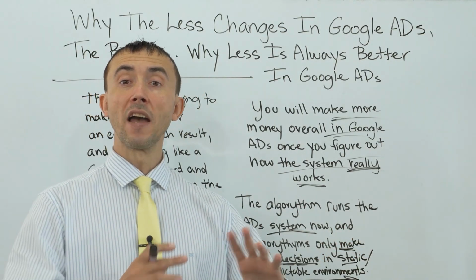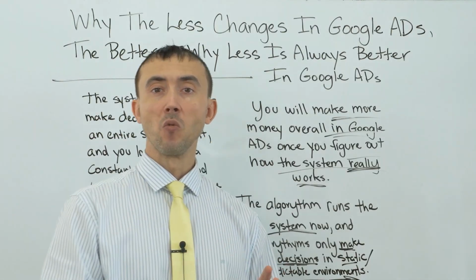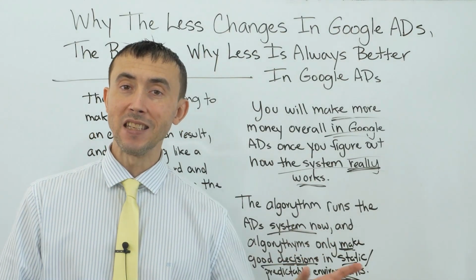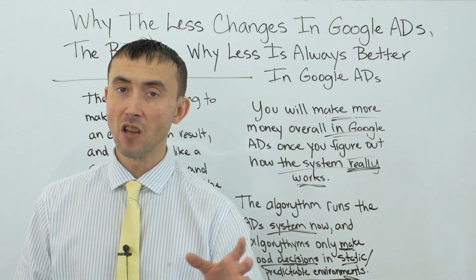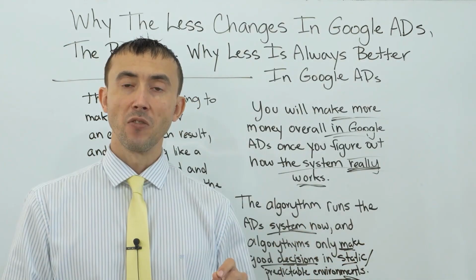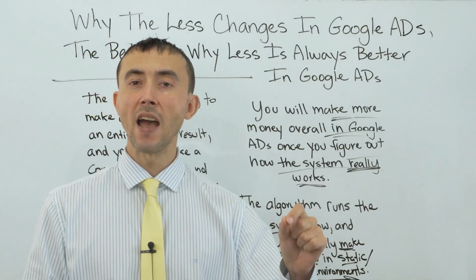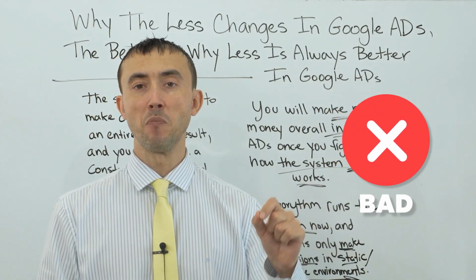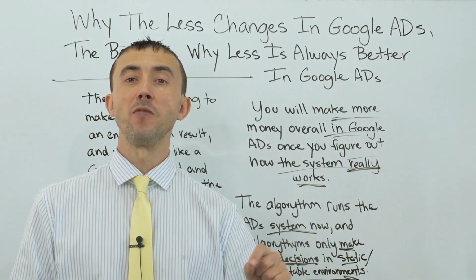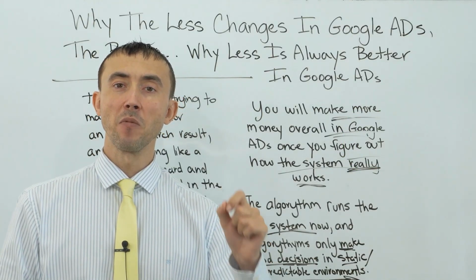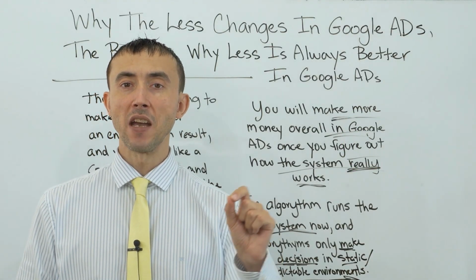But when you layer on that factor with the factor that algorithms are ultimately only able to study data and make good predictions based upon that data if things are in a more predictable, static environment, now you understand why making changes in your ad account is actually bad, not a good thing overall. And if you can get good results without making any changes, you do it. Because the algorithm gets confused when you make a bunch of changes.